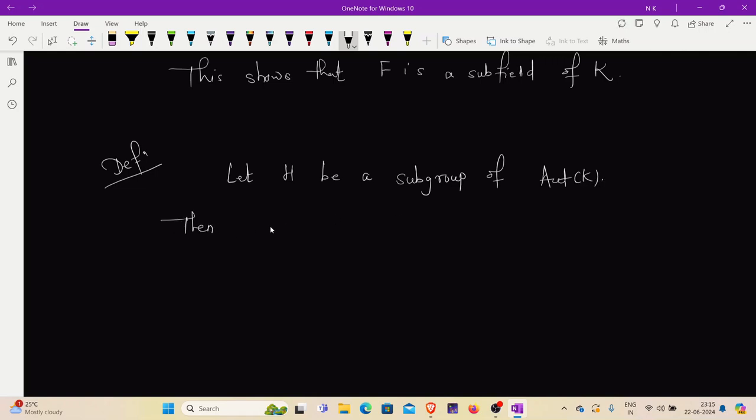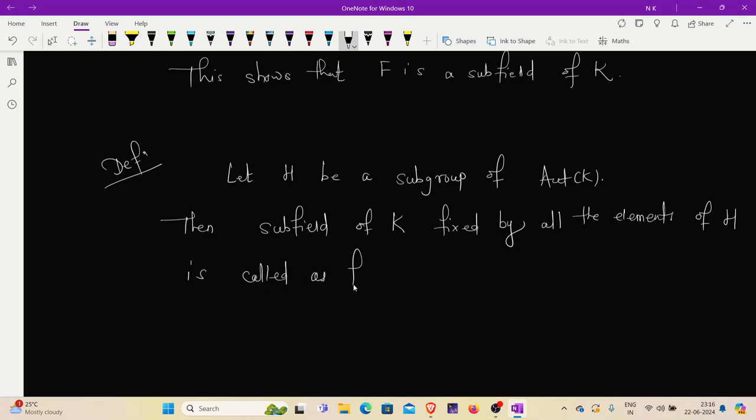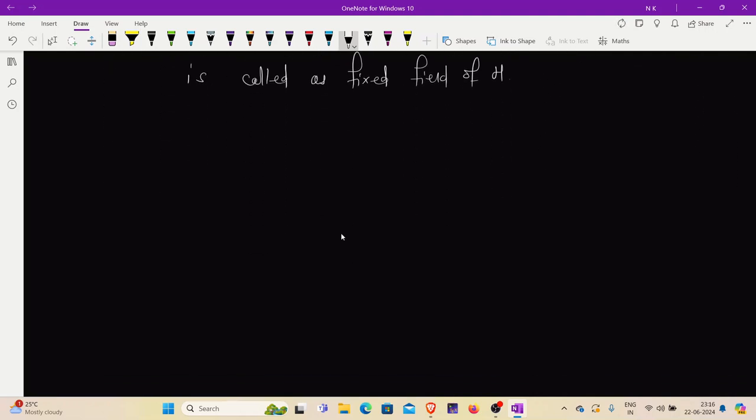Then the subfield of K, because we have proved that the set of all elements in K which are fixed by all the elements of H forms a subfield of K. So then the subfield of K fixed by all the elements of H is called the fixed field of H. Now, after the definition of fixed field, we will prove some interesting but yet important properties here. So let me prove some properties.